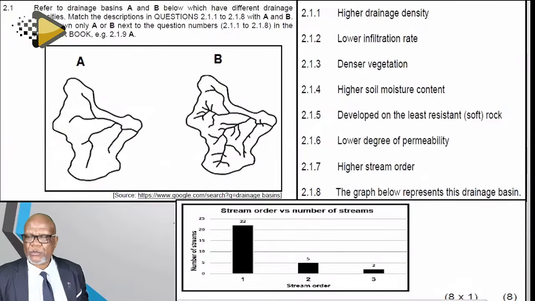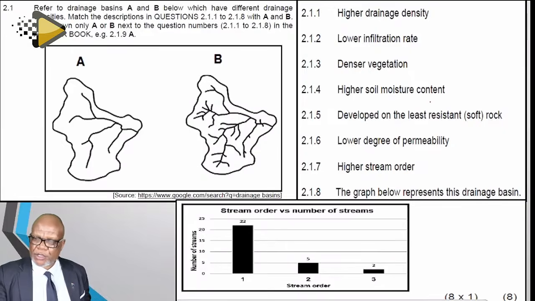Now, let's look at this. This is a similar question to that. Now we're looking at which one has the lower infiltration rate. Lower infiltration rate will be at B. There's low infiltration, there's high runoff. Denser vegetation at A. Higher soil moisture at B.